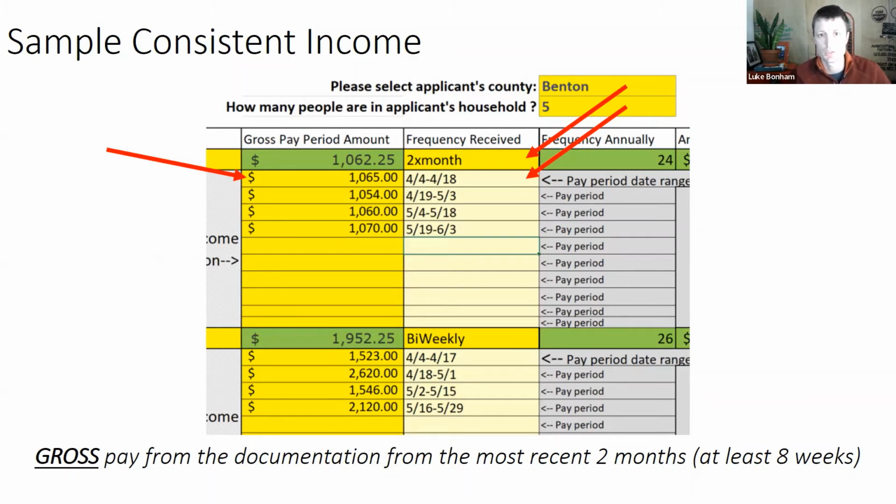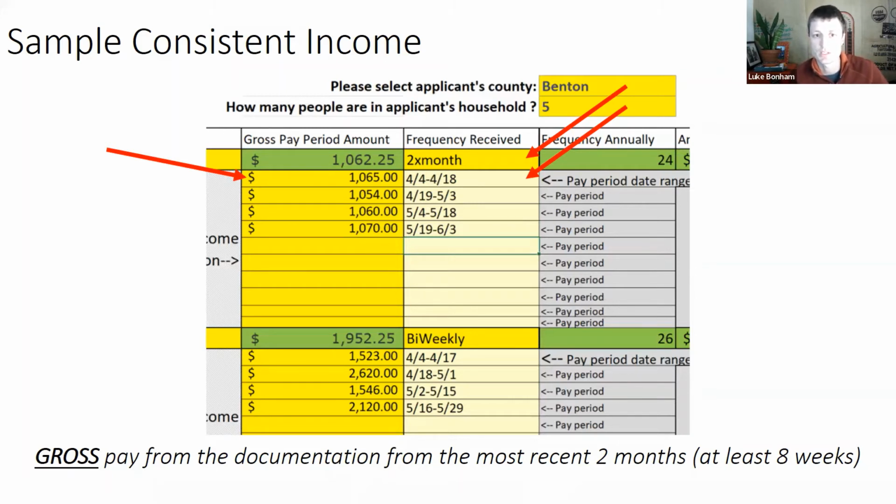First, make sure you are pulling the gross pay amounts, which is the total before taxes are taken out, including overtime. Each pay stub should have a pay period date range, which will help you identify how frequently they are paid and will help ensure that there are no gaps in pay. In this example, you have to decide whether they are paid 2 times a month or every other week by looking at the pay period date range.